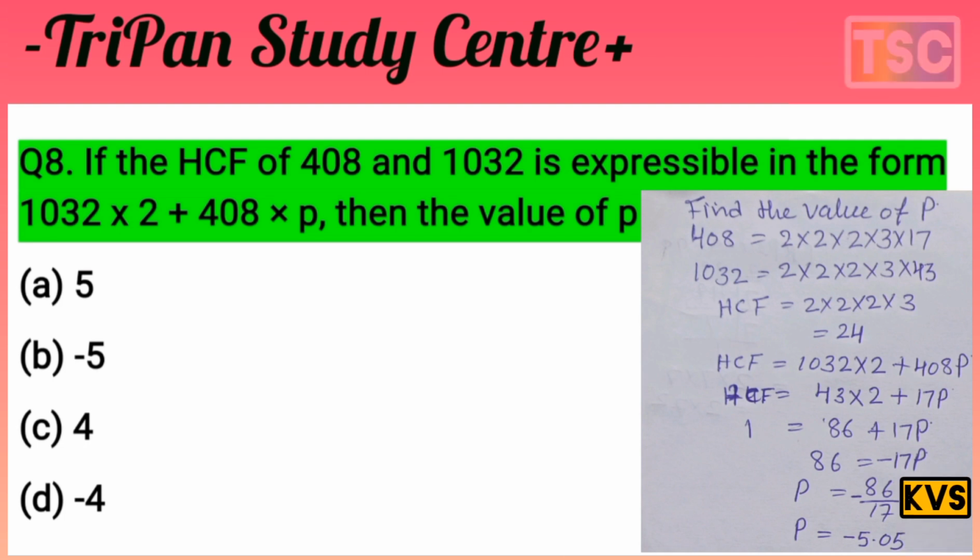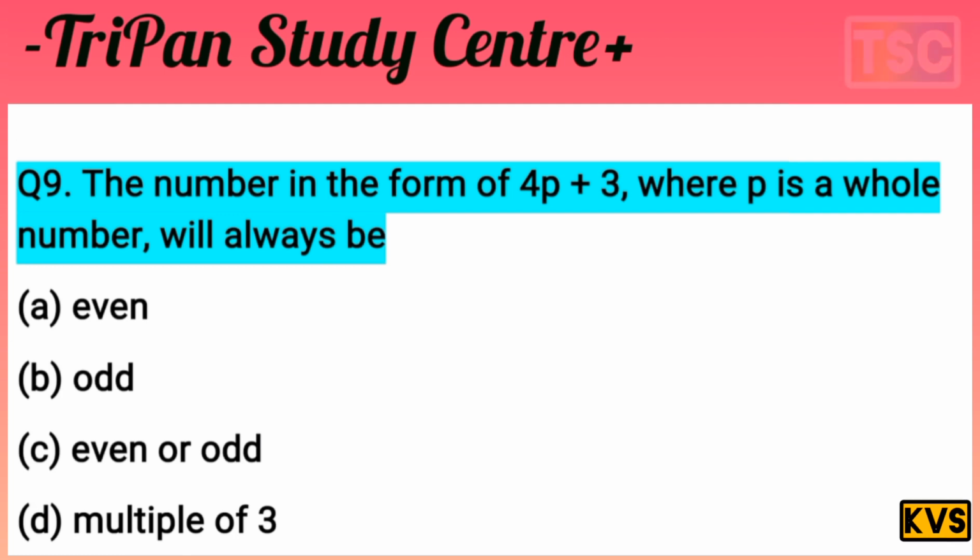I saw on your screen there is a solution. That's important. And let's see the next question here. The number is of the form 4p plus 3, where p is a whole number. The number will always be: option A even, option B odd, option C even or odd, and D multiple of 3. But first of all, check your knowledge for the MCQ.